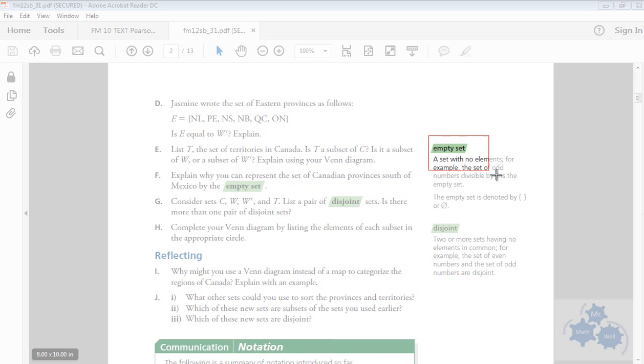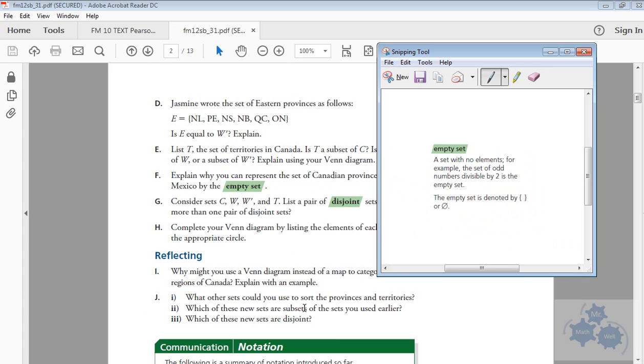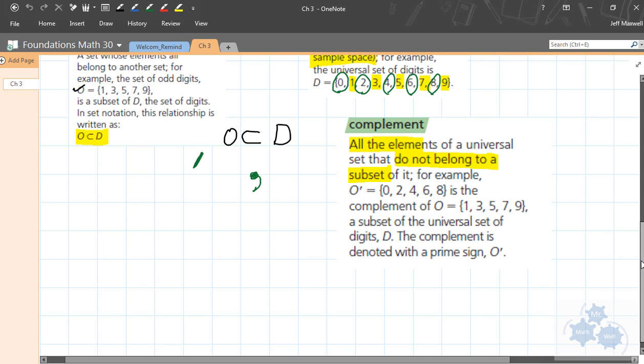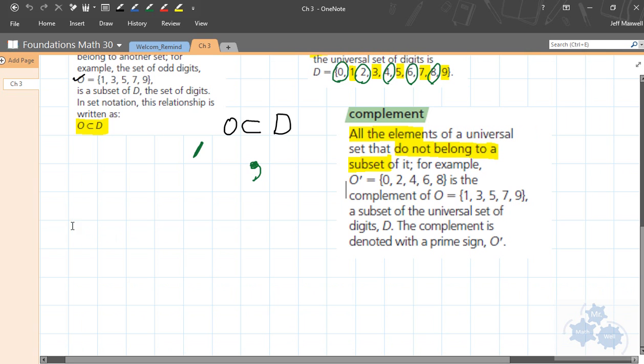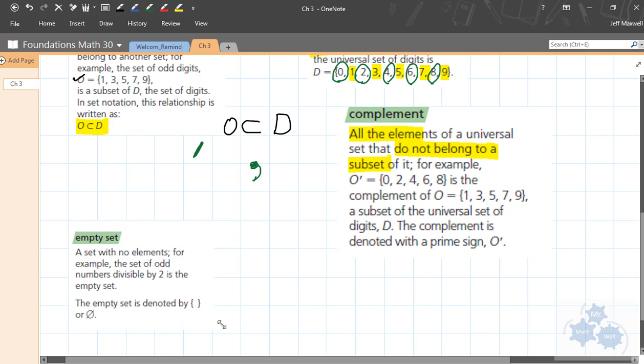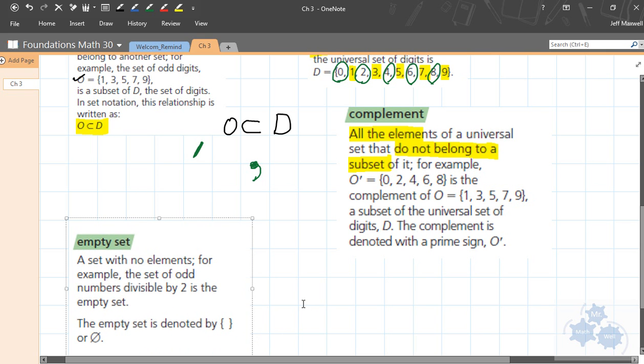If you're a football fan, I don't know if you know football, the empty set, the empty backfield, the empty set. It's when there is nothing in the area. So the empty set here is a set that has no elements in it.